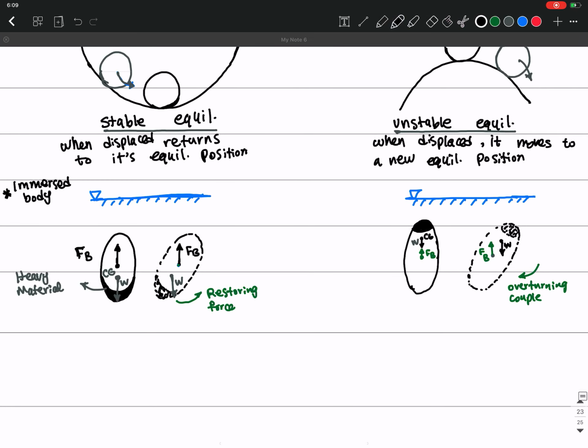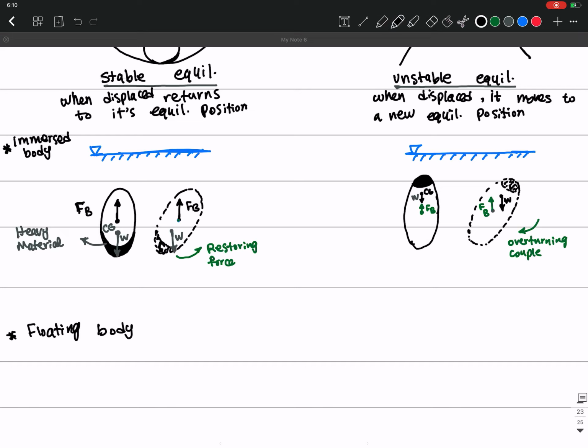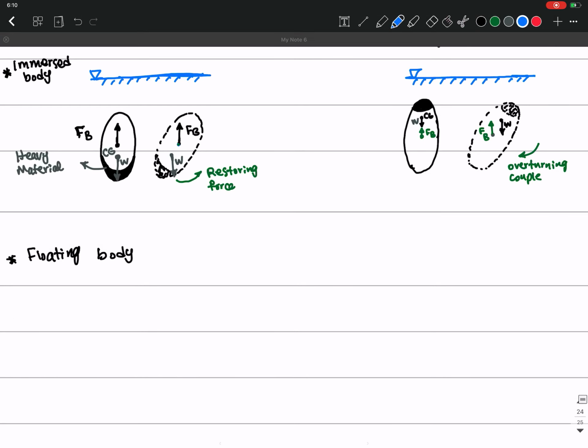Okay, so now let me go to floating bodies. So this was an immersed body, and let's see what's going to be a floating body example. So I have this, let's say I have water here. And then I have an object that is a floating object.